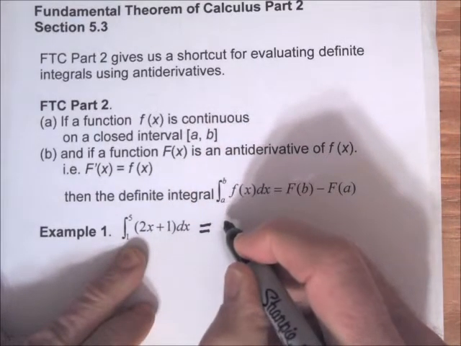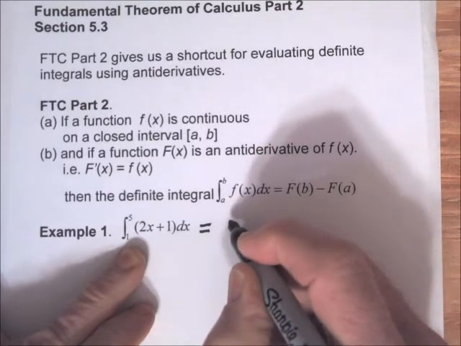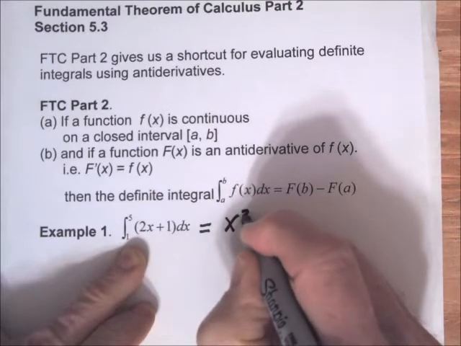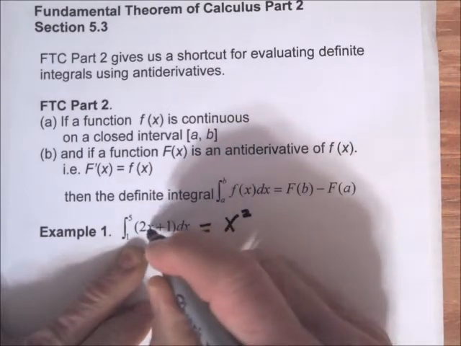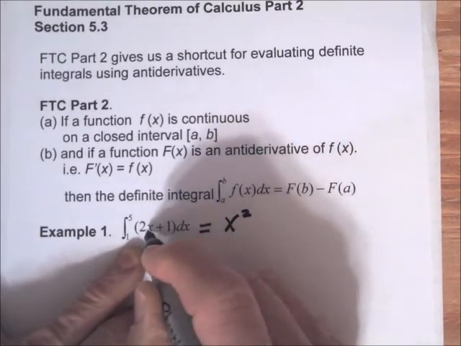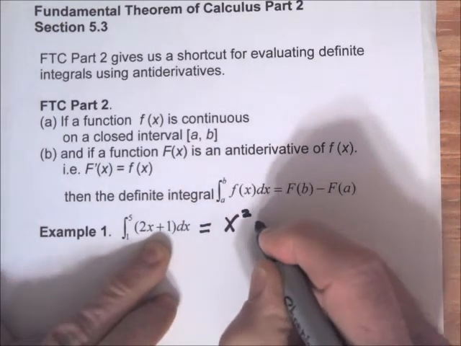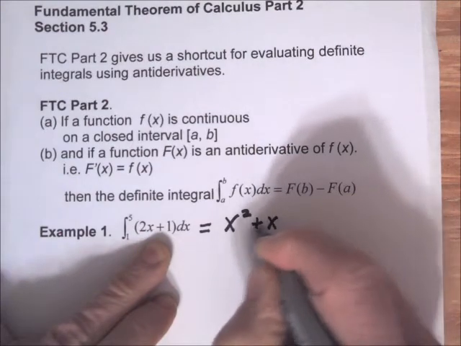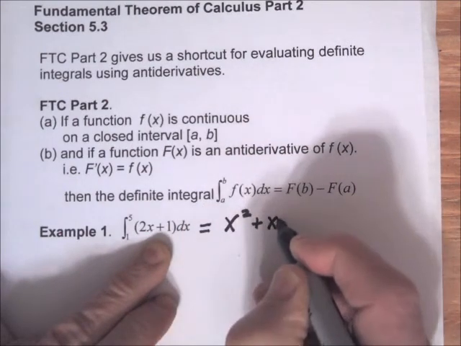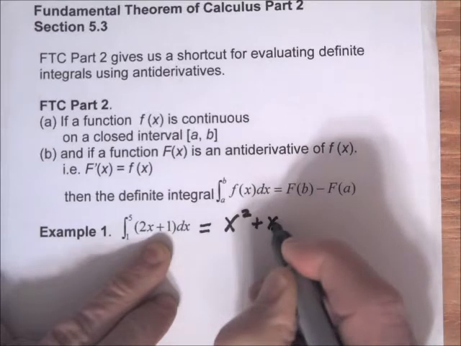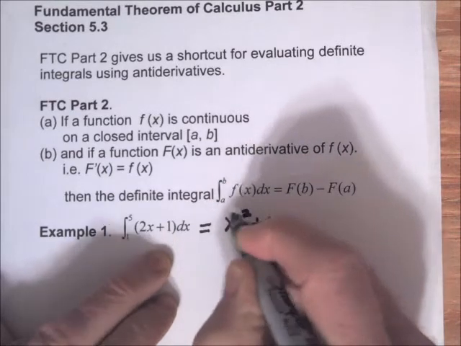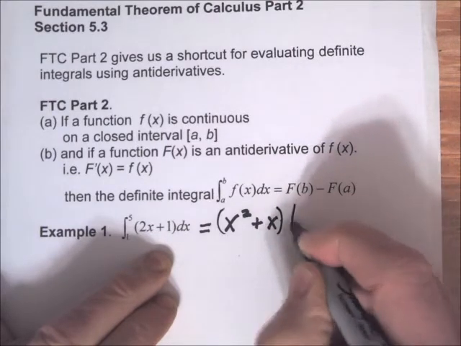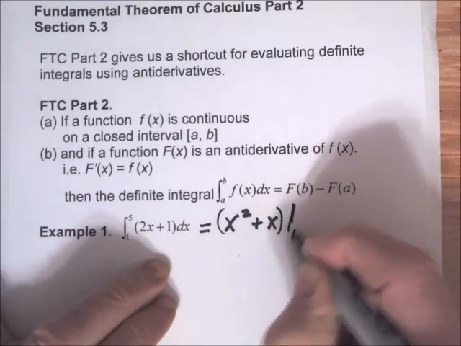So if we reverse the process of taking derivatives, the derivative of x squared is 2x. So the antiderivative of 2x is x squared. X has derivative 1. So an antiderivative for 1 is going to be x, because the derivative of x is 1. So we want to evaluate x squared plus x at 1 and 5. Okay.